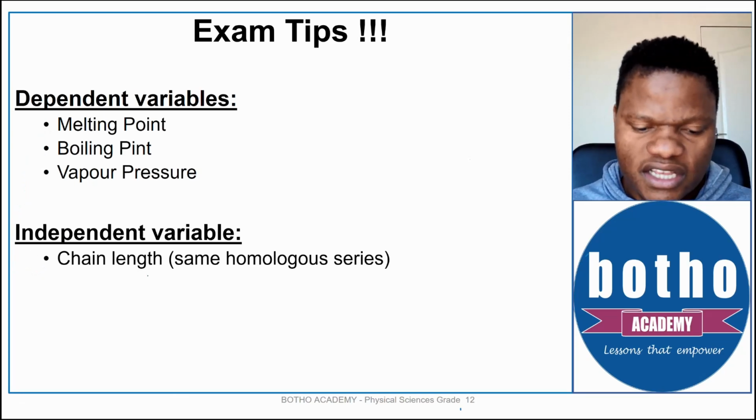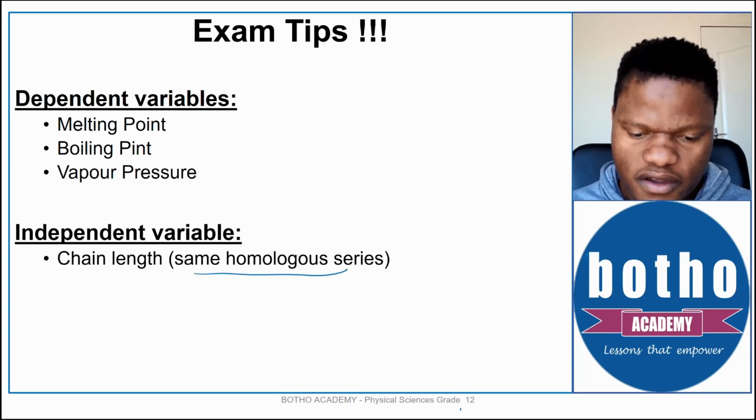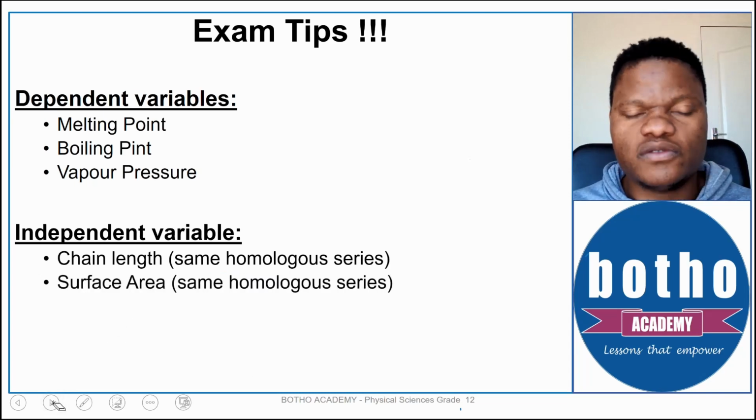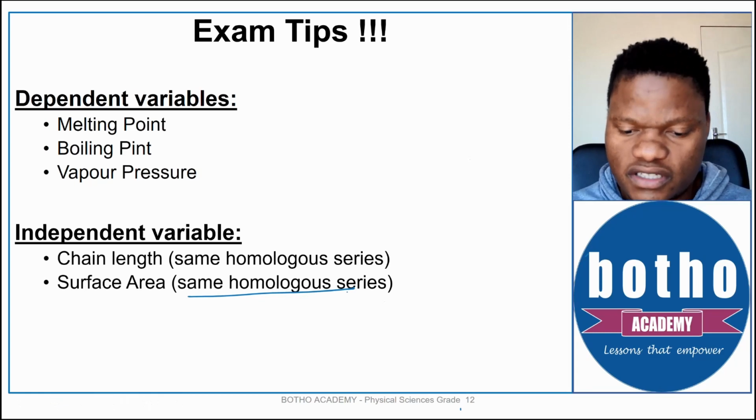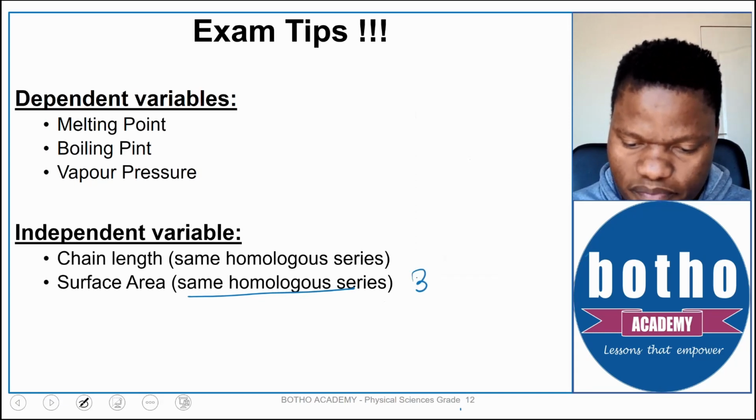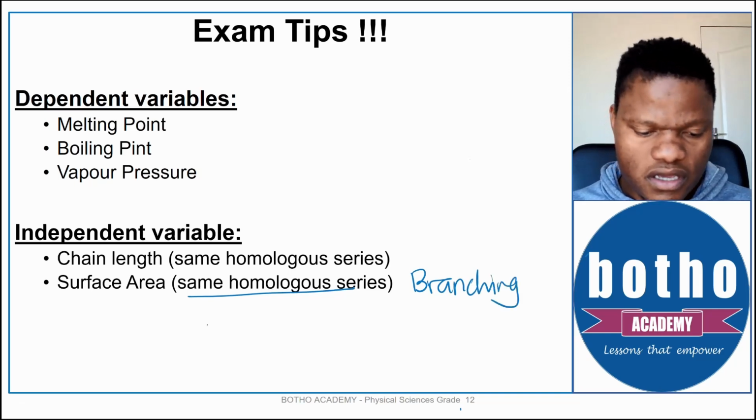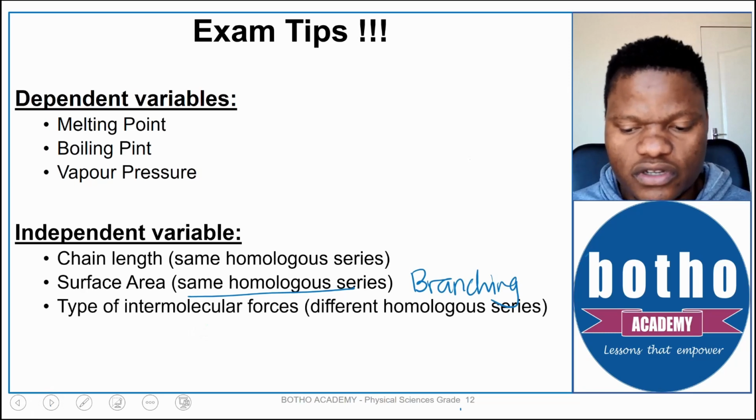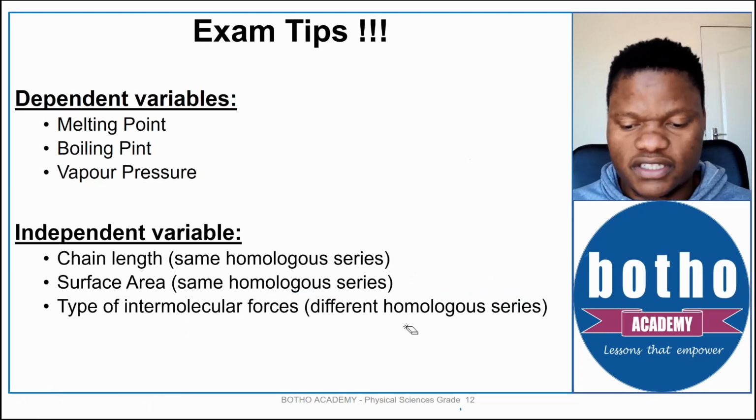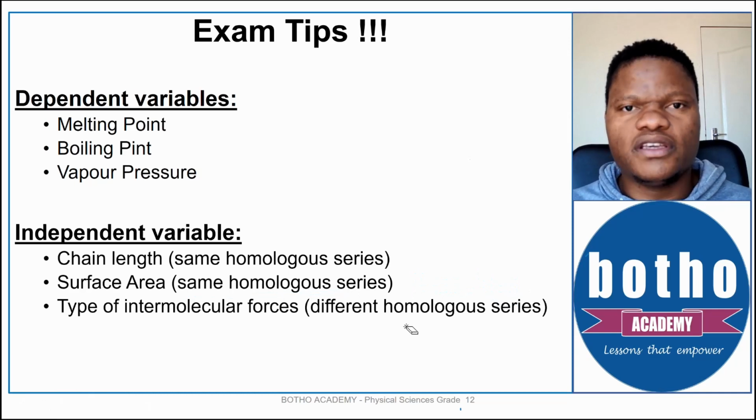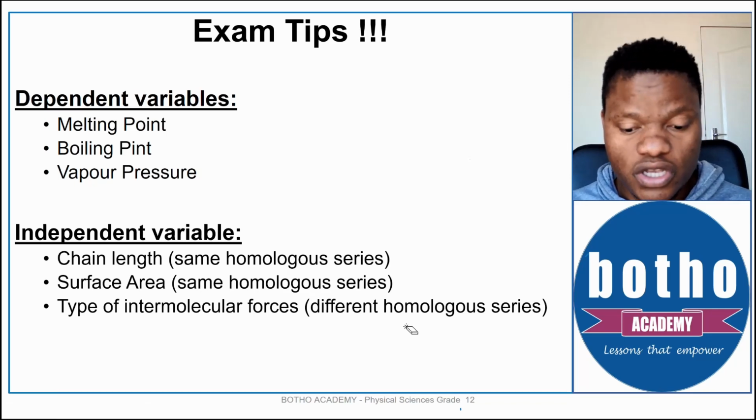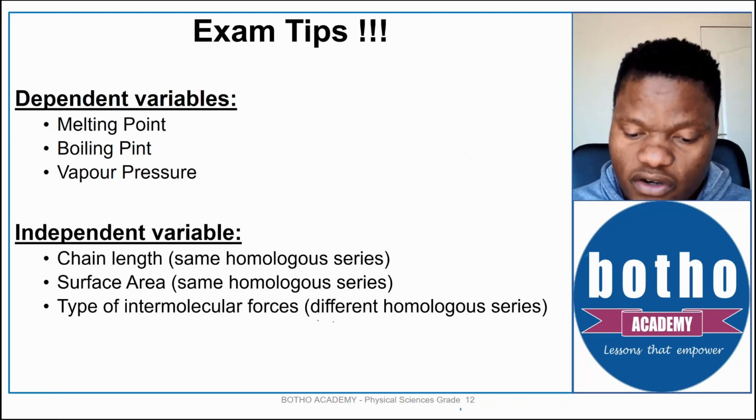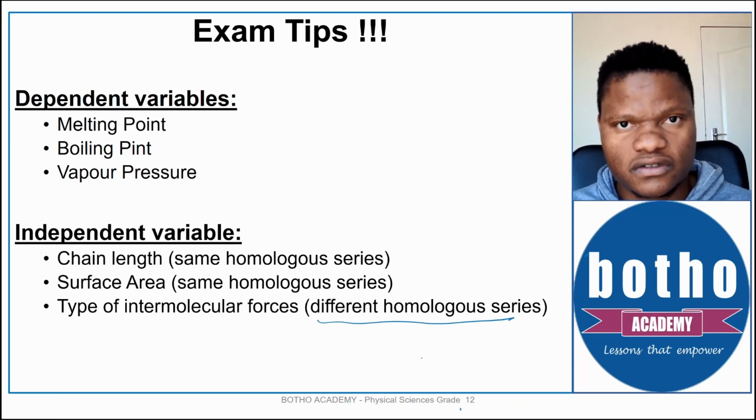If you're comparing chain length, it's because you're looking at the same homologous series. And then also the other independent variable is the surface area. The surface area would be when you are dealing with the same homologous series. Also pay attention to the branching, which can also affect the surface area. And also look at the type of intermolecular forces. This is when you are dealing with different homologous series. That would be the strength of the intermolecular forces. You compare the strength of the intermolecular forces, because in different homologous series you are likely going to find different types of intermolecular forces.